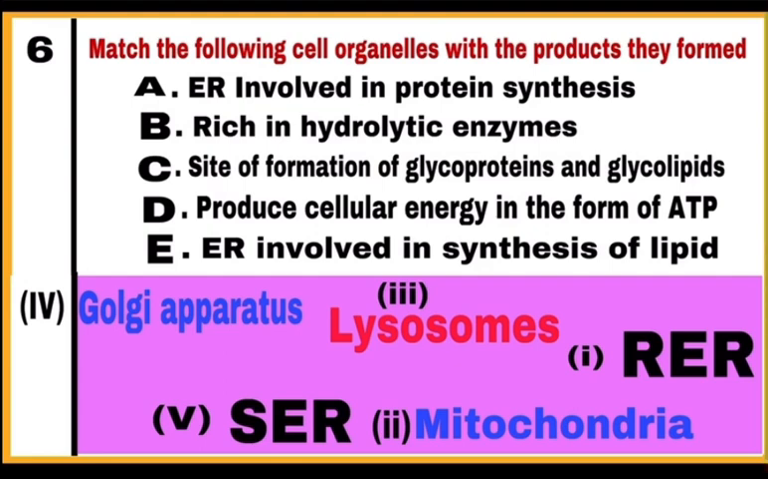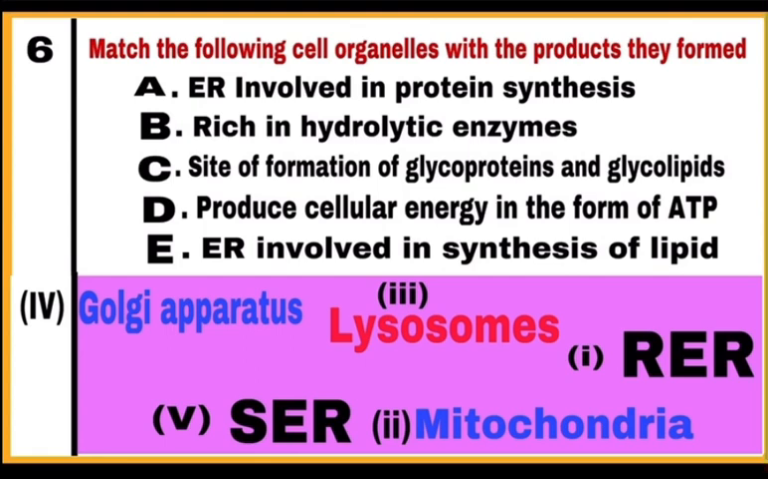A. Endoplasmic reticulum involved in protein synthesis. RER or rough endoplasmic reticulum are actively involved in protein synthesis and secretion. B. Rich in hydrolytic enzymes. Lysosomes are rich in hydrolytic enzymes. C. Site of formation of glycoproteins and glycolipids. Golgi apparatus or Golgi bodies are the site where glycolipids and glycoproteins are formed.